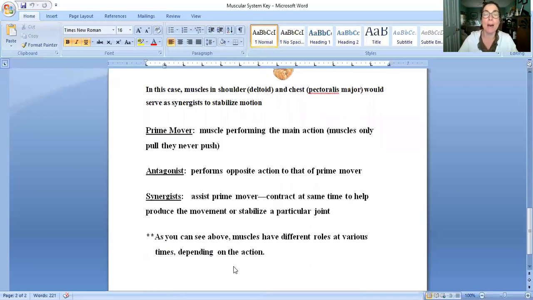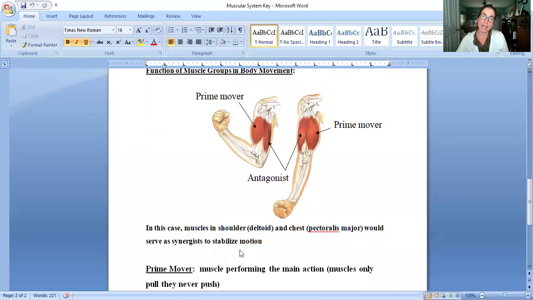And as we talked about, muscles can have different roles at various times depending on the action. So if you're moving your hand up, your bicep is the prime mover. If you're moving your hand down, your tricep is the prime mover and your bicep would be the antagonist.